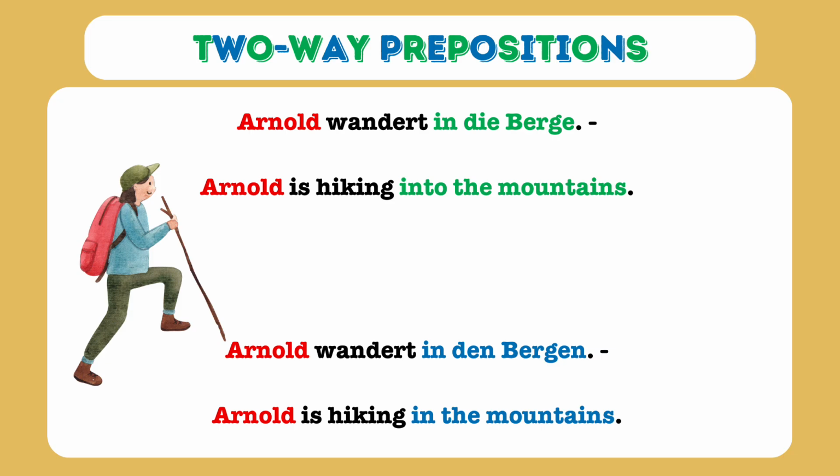Arnold wandert in den Bergen. Arnold is hiking in the mountains. This tells us that he is in the mountains when he started hiking, and he's still in the mountains at this moment.